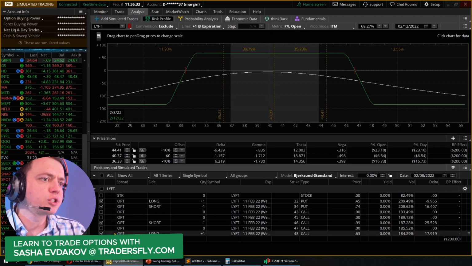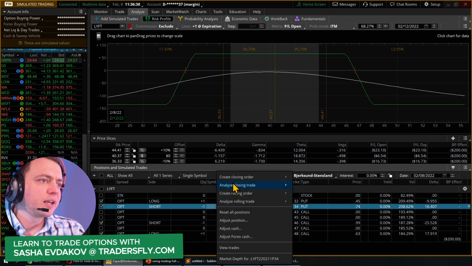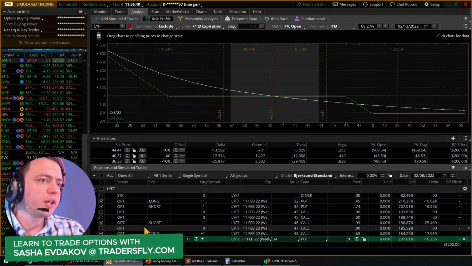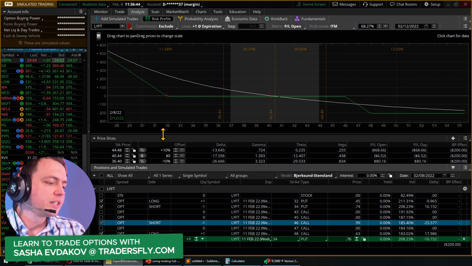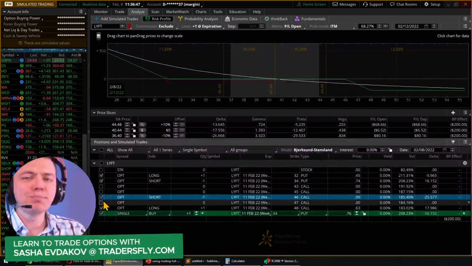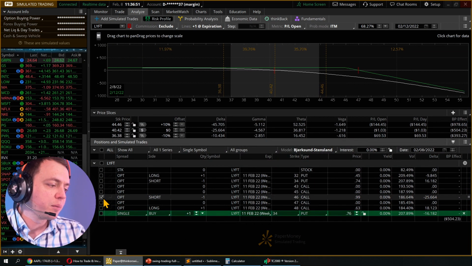So now what would I do? I've got in this trade, you can see it's not as favorable, but I take this leg, analyze closing trade, and I'll take this leg, the short leg. So I'm taking the two short legs. The reason is those are going to be my problem areas. The ones I bought, there's no risk associated with them except the loss of what I paid for them.